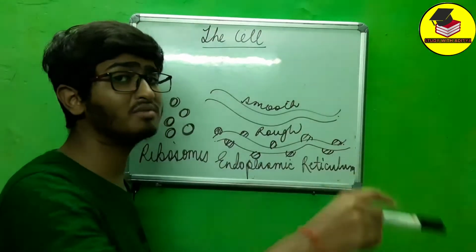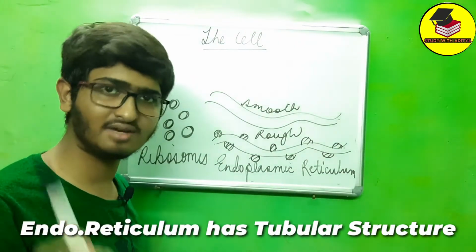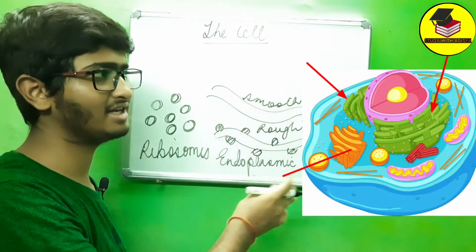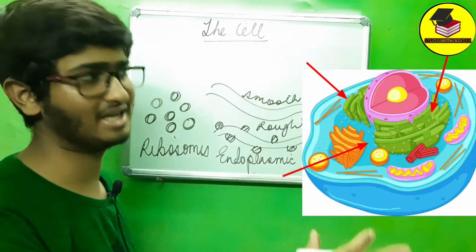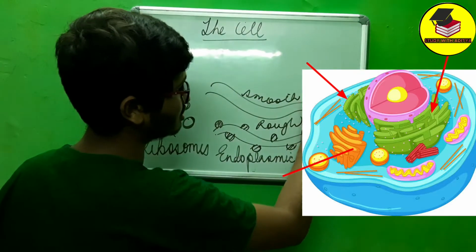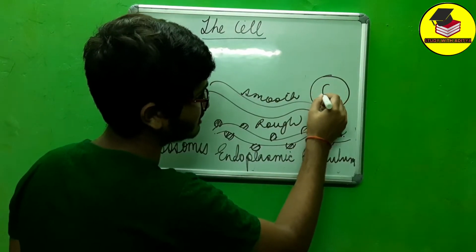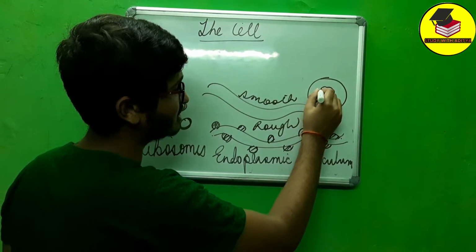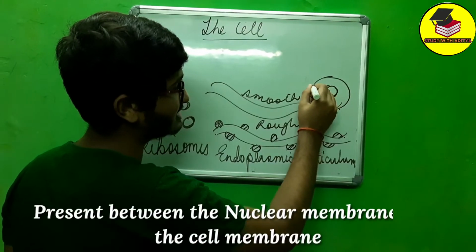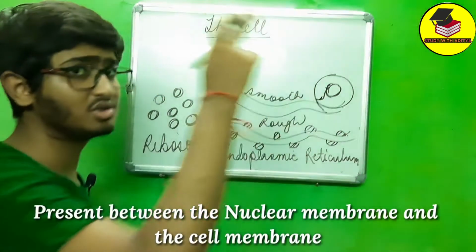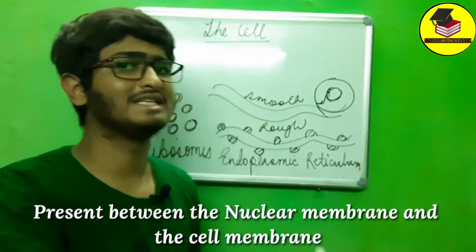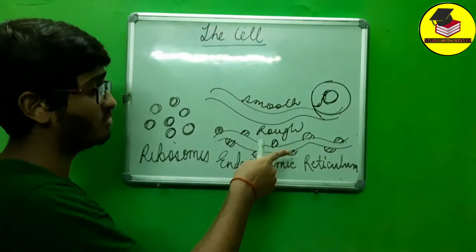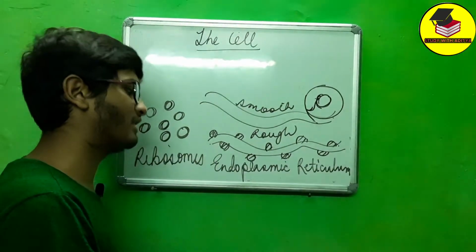Endoplasmic reticulum. Endoplasmic reticulums are tubular structures. Keep this in mind, tubular structures. Now the location. When you look at the animal cell alongside, you can see the endoplasmic reticulum. Let me show you on this as well. This is the nucleus of the animal cell. The endoplasmic reticulum is present between the membrane of the nucleus and the cell membrane or plasma membrane. So the location of the endoplasmic reticulum is between the nuclear membrane and the plasma membrane. Keep that in mind.